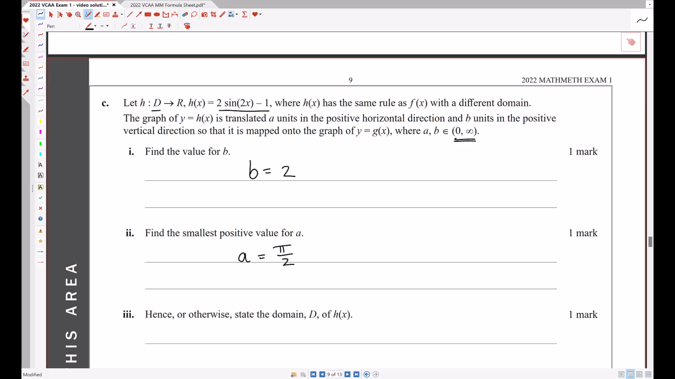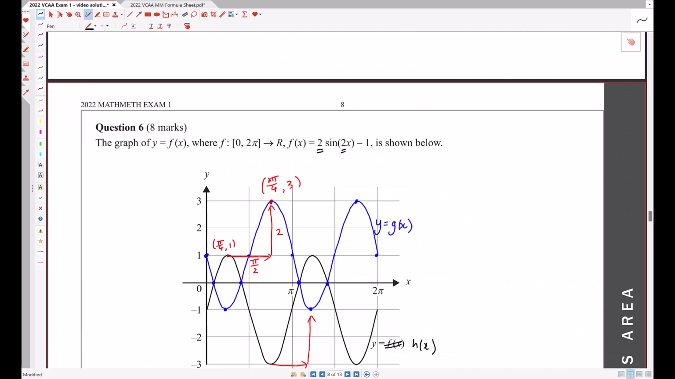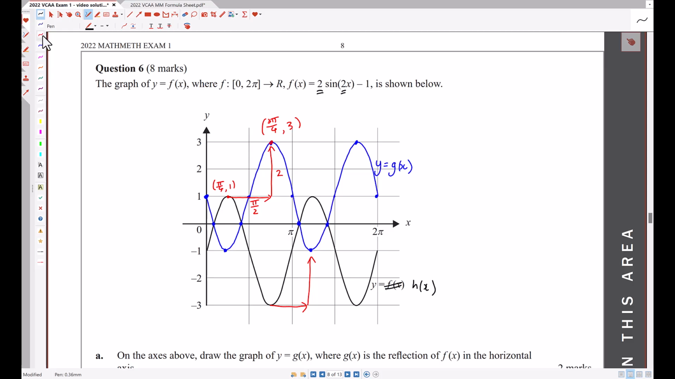Now, it asks for the smallest positive value for A, and that's because it's a trig function, we could also have chosen to go all the way across to here and up by 2, and it still would have given us the same graph. So the smallest one is simply to take the first turning point to the next closest turning point, which is what we've done. So A is going to be pi on 2.